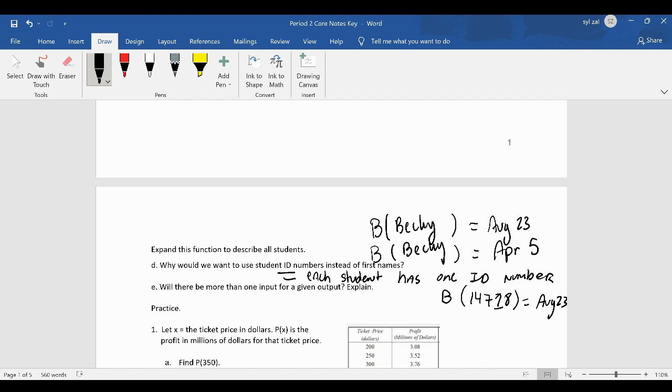Can there potentially be more than one input for a given output? Well, yes, you could have two students with the same birthday. And that would still be a function, right? We just can't have the same input with two different outputs.